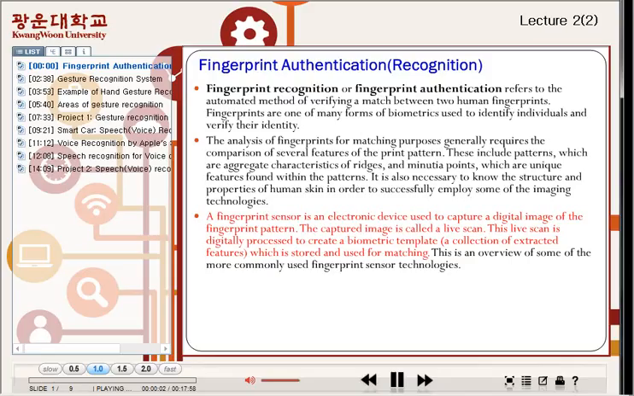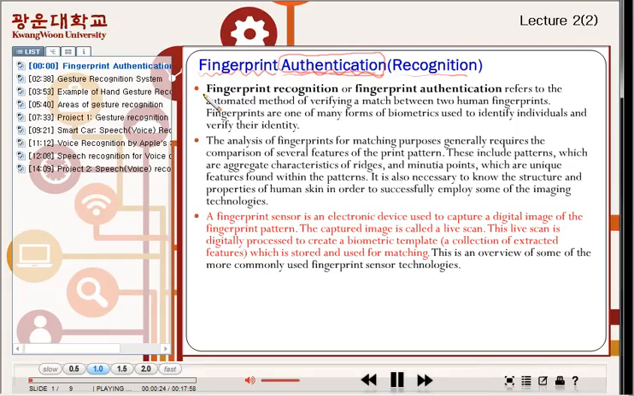First of all, I'll show you the fingerprint authentication. Authentication means ID verification by finger, and it's called fingerprint recognition.